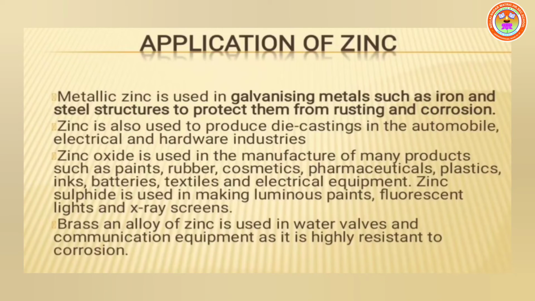So metallic zinc is used in galvanizing metals such as iron and steel structures to protect them from rusting and corrosion. That is the first use. Then another use, it is also used to produce die castings in the automobile, electrical and hardware industries.